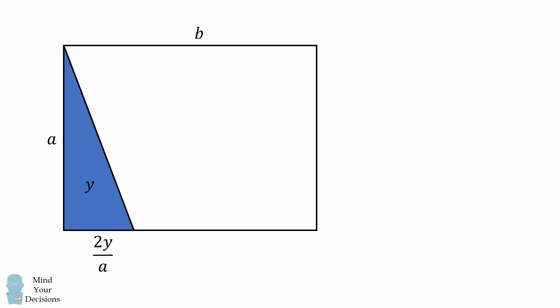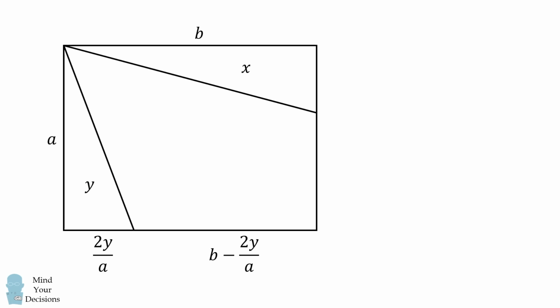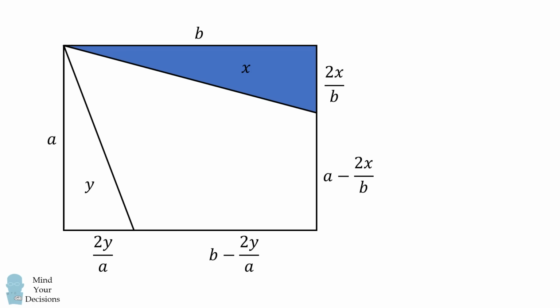Now suppose the other side of the rectangle is B. The remaining distance on this side will be B minus 2Y over A. Now consider the triangle which has an area of X. If its other side is equal to D, we can solve that BD over 2 is equal to X. This means D is equal to 2X over B. The other distance on this side will be A minus 2X over B.